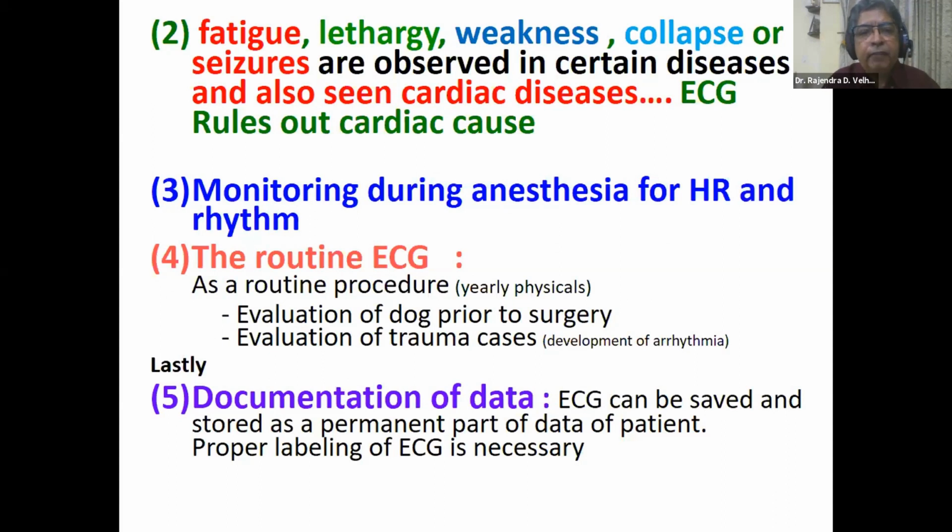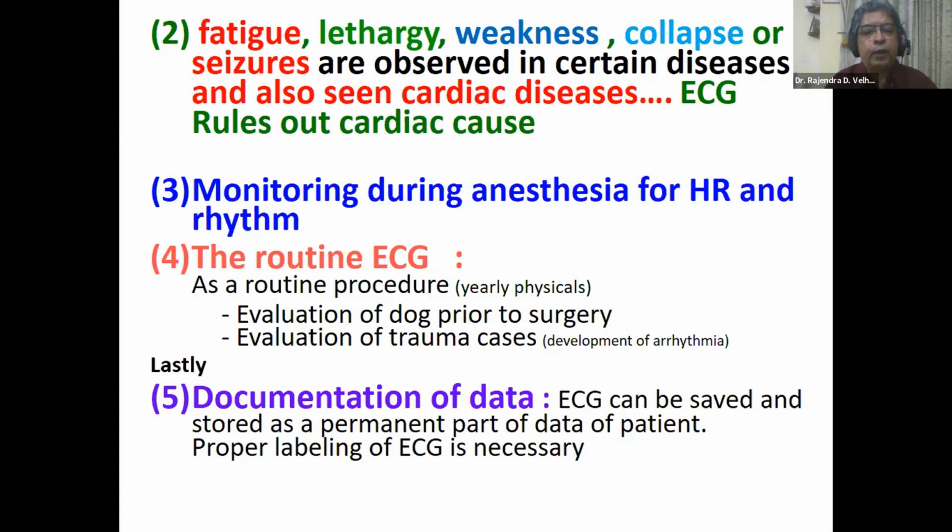Now, symptoms like fatigue, lethargy, weakness, collapse, or seizure are observed in certain diseases, but they are not always seen with cardiac diseases. Therefore, once we record one ECG, the cardiac cause is ruled out, so that you can go in for your other list of differential diagnoses. Then ECG monitoring is highly essential when the patient is under anesthesia, for the development of any arrhythmias, particularly for the heart rate and heart rhythm.